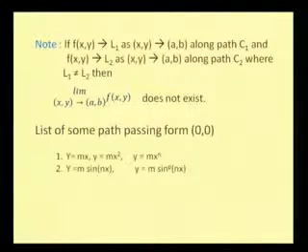So here is a list of some paths passing through the origin 0, 0. y is equal to mx, where m is the slope of the line. All these lines are passing through the origin. y is equal to mx square, all these parabolas are passing through the origin, and so on. Another curve is y is equal to m sine nx, that is also passing through the origin. y is equal to m sine raised to p of nx, that is also passing through the origin.